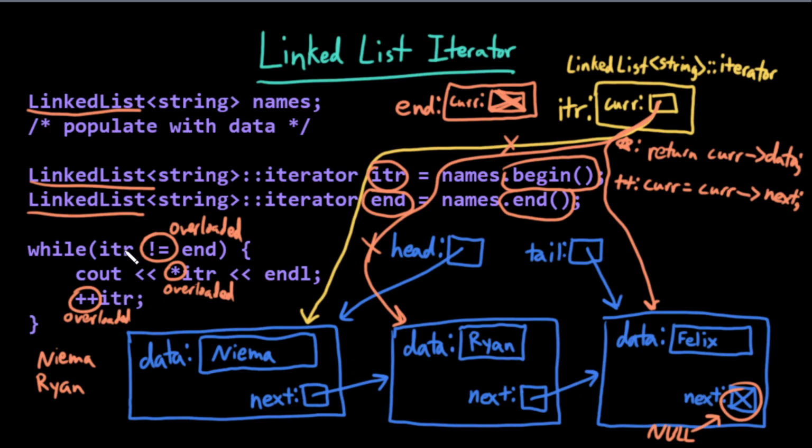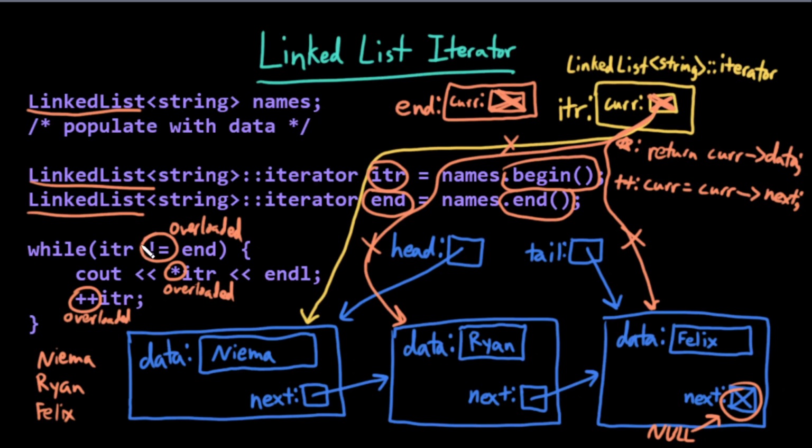Next iteration of my loop. Iter not equal to end. Iter is pointing to this. So iter's cur is pointing to this object. End's cur is null. These are different curs. Therefore, they are unequal iterators. Enter my loop. Dereference iter's cur variable and get the data, which is Felix. Print it. Increment my iterator, which I've overloaded to set cur equal to cur next. So cur equals cur next, which is null. Therefore, I've set cur to be null.